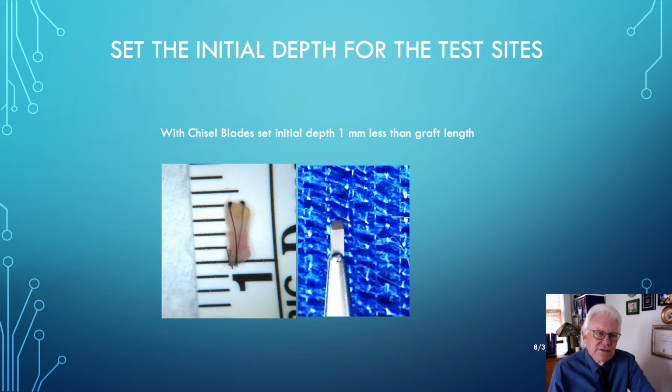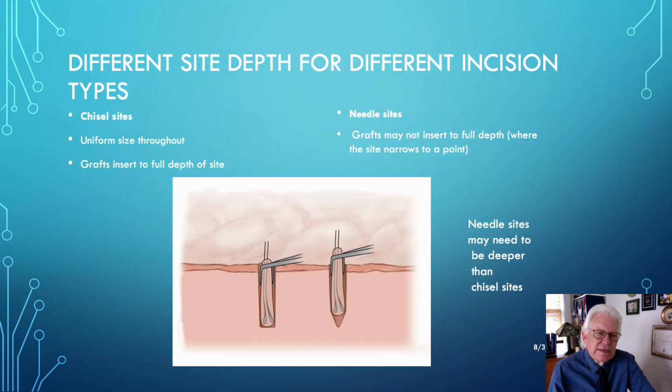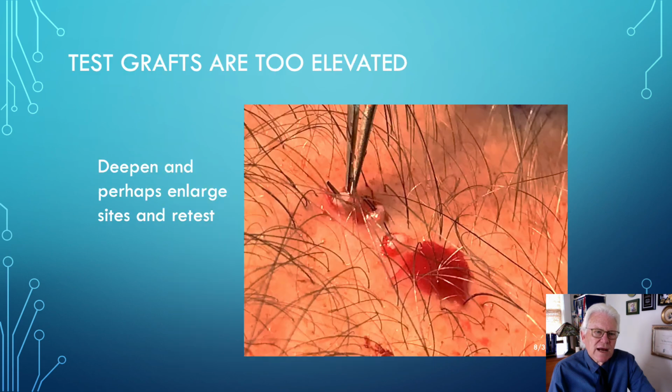I use chisel blades custom cut for recipient sites, and I set the initial depth of that blade 1 millimeter less than the graft length and adjust from there. Chisel blade incisions and needle incisions are different. With chisel sites, there's uniform size throughout, and the graft can be inserted comfortably to full depth of the site. But with needle sites, the bottom of the site narrows because of the point of the needle, and grafts may not fit into this portion of the site, so needle sites may actually need to be deeper than chisel sites to comfortably accommodate the grafts.